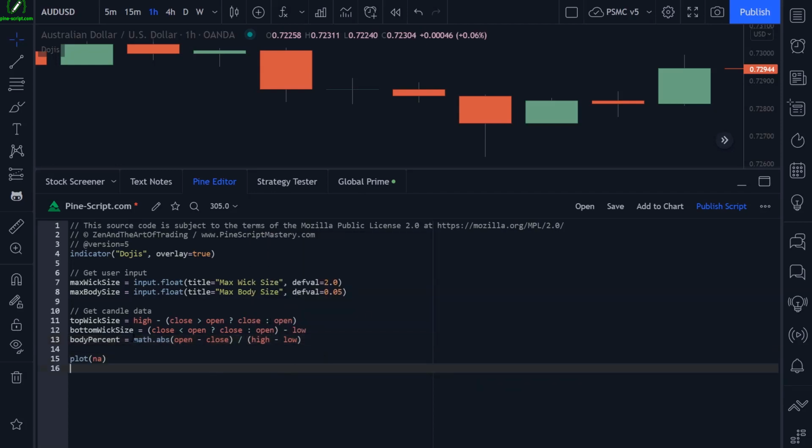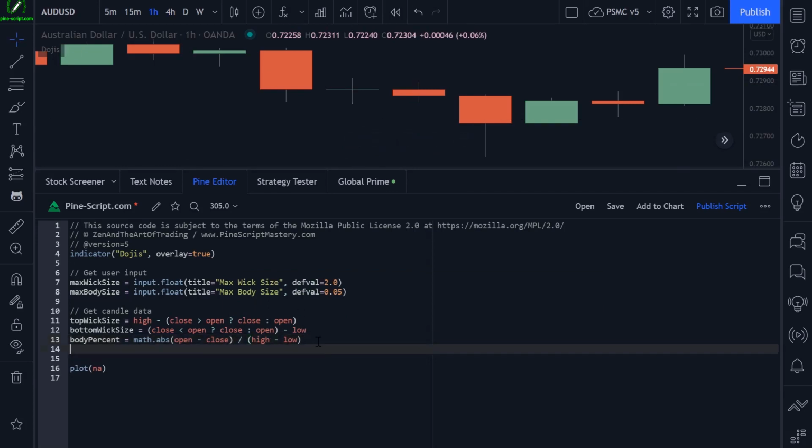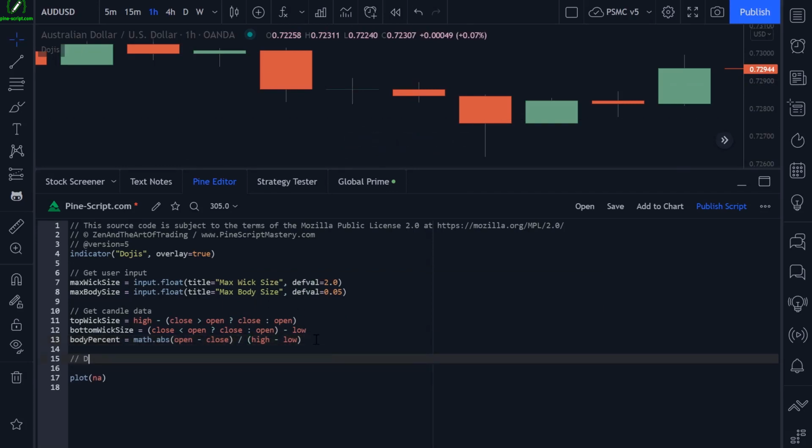We can be certain that this code is going to divide our candle body size by the total candle size. And that's all we need. That's all the data we need in order to determine if the current bar is a valid Doji candle.